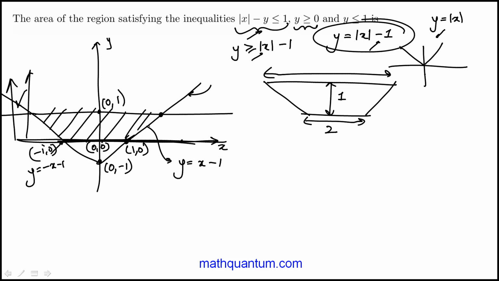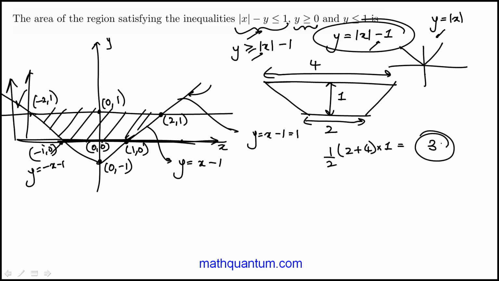Same thing, we're looking for intersection at this point because the equation of that line is x minus 1, and we're looking where y is equal to 1. So that point is going to be 2, 1. Same thing, minus 2, 1. So that base of that trapezoid is 4. So the area is half times base 1, base 2, times the height, which is 1, and that comes out to 3. So it's an easy question if you know how to graph this quickly.